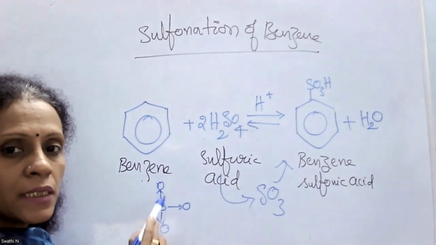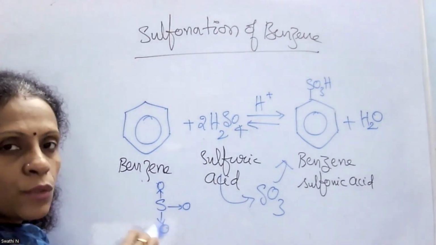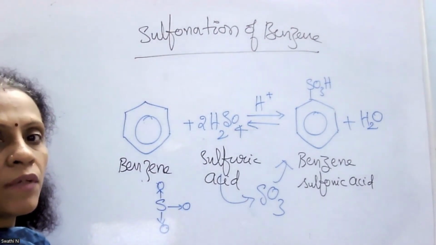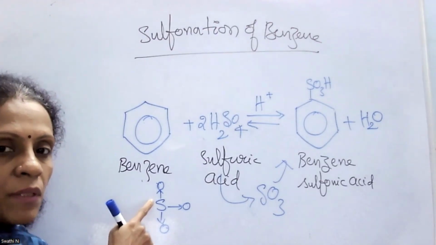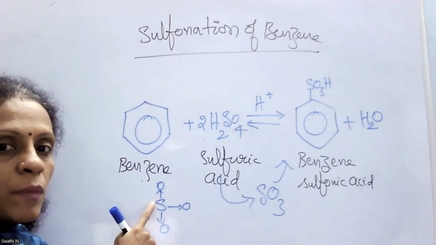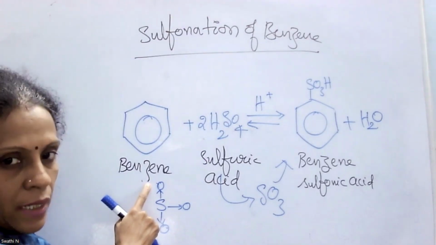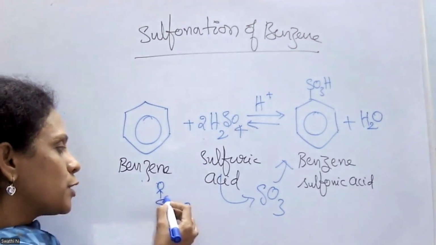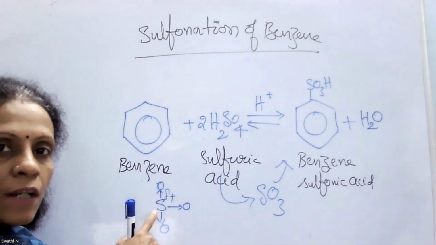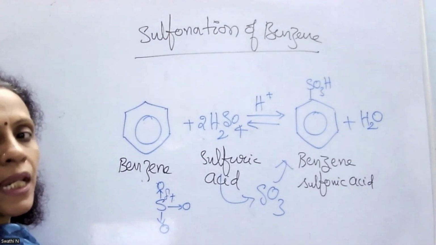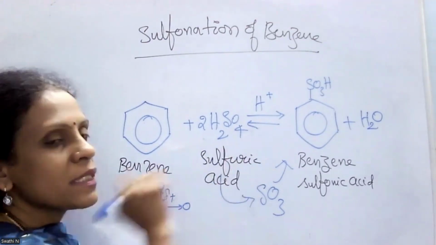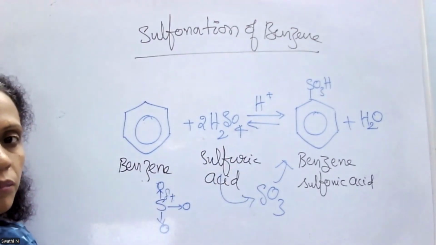Sulfur trioxide consists of 3 oxygens. These oxygens are electronegative in nature, due to which the bonded pair of electrons between sulfur and oxygen will be more distorted towards the oxygen, thus creating a partial positive charge on the sulfur. The sulfur of sulfur trioxide becomes electron deficient. It acts as an electrophile and it attacks the benzene ring system in the second step.